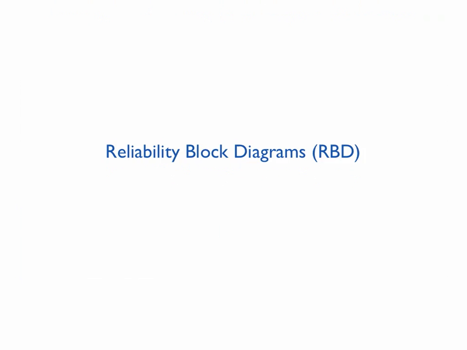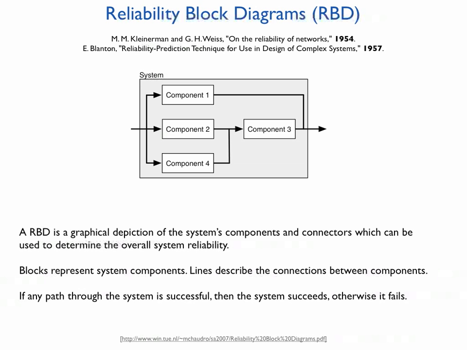And I will start with reliability block diagrams. These diagrams were invented during this golden era of reliability, and the idea is that a reliability block diagram is a graphical depiction of the system components and connectors. The blocks here in the picture define the components, and the arrows define the connectors between these components. The components can fail during the system operation.